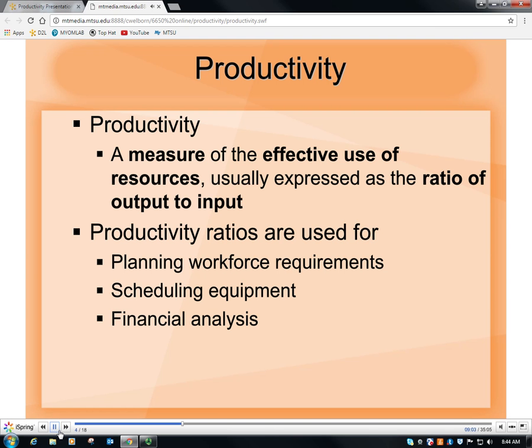Productivity ratios are used for lots of different things in industry. Certainly for planning workforce requirements. The more productive you are, the fewer resources you need. But at a minimum, you have to know your productivity level to know, in order to get a certain amount of work done, how many resources you need, for scheduling equipment, and for financial analysis.